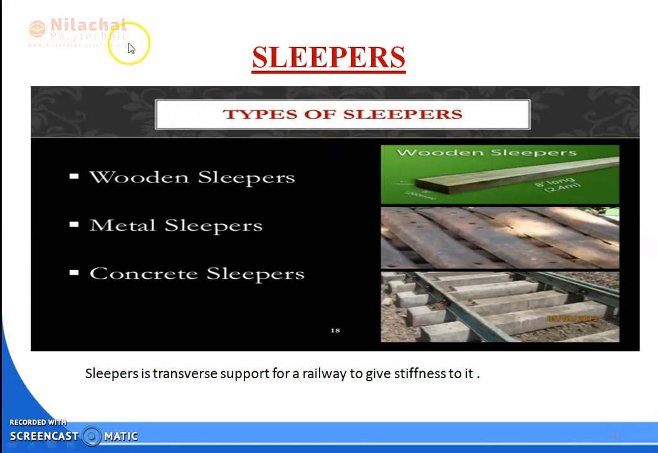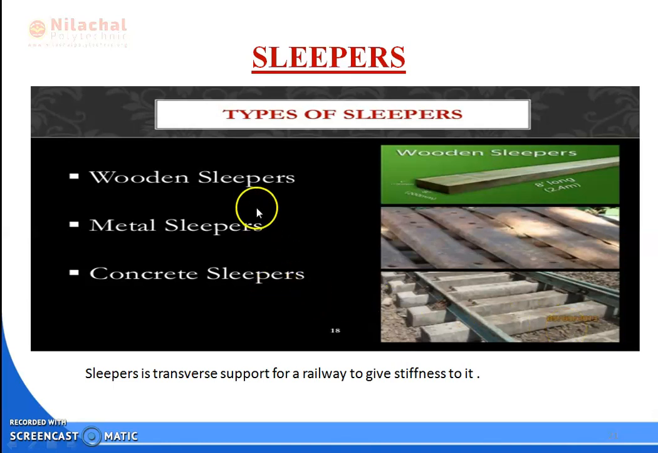So now we discuss your slipper. First of all, what is a slipper? We should know about slipper. Slipper is a rectangular block which is placed below the rail and which transmits the load of the train from the rail to the ballast.